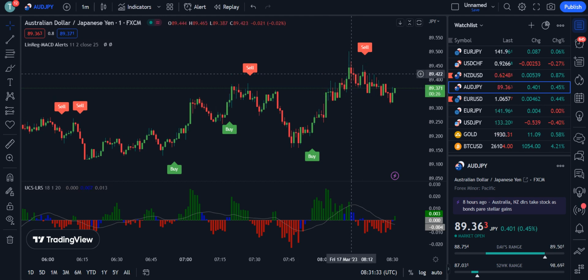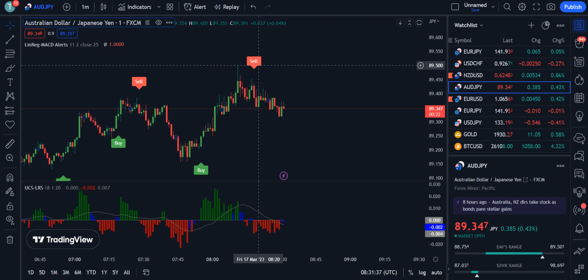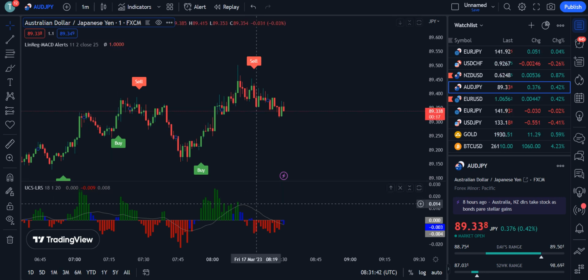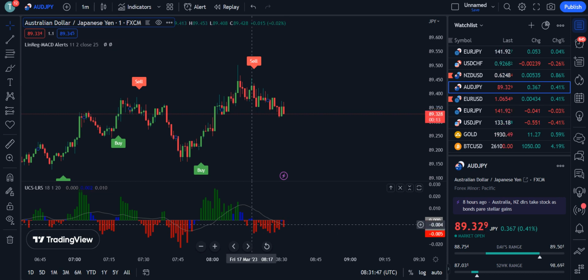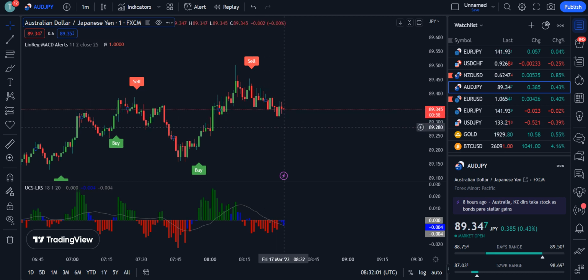Conversely, if we look for the sell signal, as we can see here, our Lin Reg MACD alert has given us the sell signal. We have to look towards our linear regression slope indicator to give us a red color candle that will be below the zero level. Then we have to look towards our market to give us at least 2 red candles, and then we have to take the entry into the market for the sell signal or for the downtrend. This is for the bearish signal.